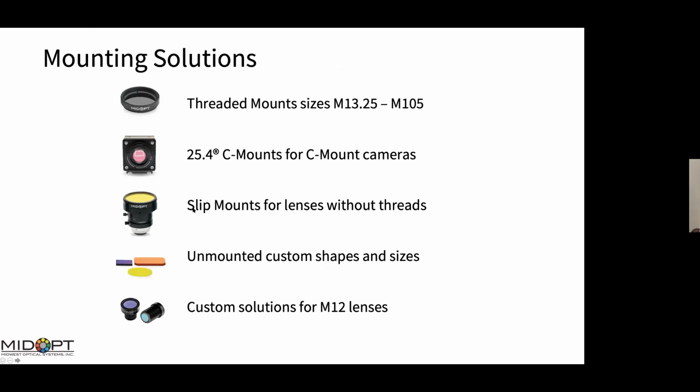And also, you just want lots of different ways to be able to mount that filter, whether it's a threaded mount or mounting behind the lens, in front of the sensor. Maybe it's for a lens without any threads, or unmounted custom shapes and sizes. These are all things that you want to look for. Depending on the application, you're going to have to mount that filter some way, and so you want to look for some flexibility with that.